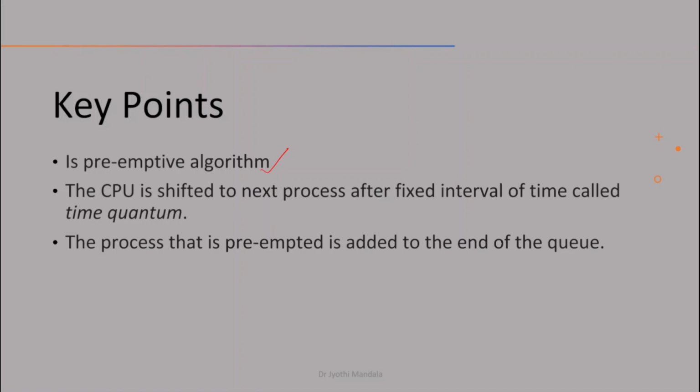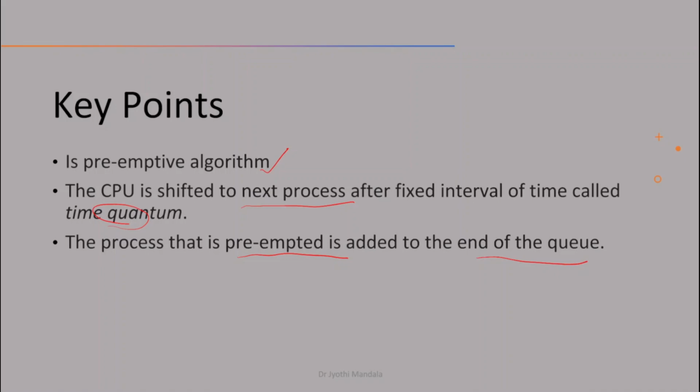In this round robin algorithm, the CPU may shift to the next process depending upon a parameter called time quantum. What is this time quantum? A certain time period will be given. If the time period is over, then the CPU will forcibly be given to another process which is waiting in the ready queue. That means the process is preempted. Whichever process we are executing now, if the time period is over, it has to be forcibly removed and added to the end of the queue. This is how the round robin CPU scheduling algorithm works.